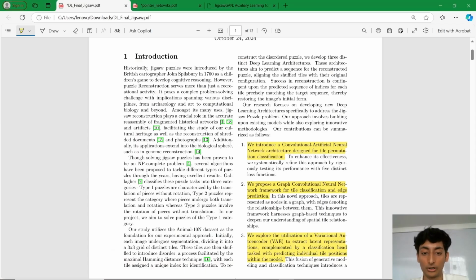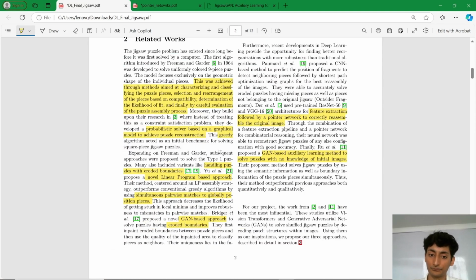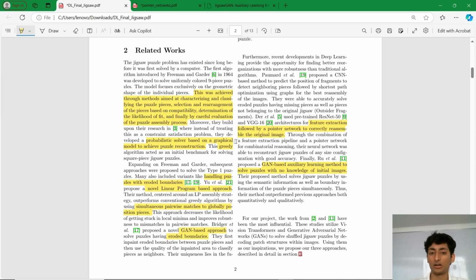If I go into my paper and see the literature review or related works, there is a lot of literature which matches with this. This was achieved through methods aimed at characterizing and classifying the puzzle pieces, selection and rearrangement of pieces based on compatibility, determination of likelihood of fit, and finally careful evaluation of the puzzle assembly process. So this was an algorithm proposed by Freeman and Gardner. You also have the LP-based program which I discussed.